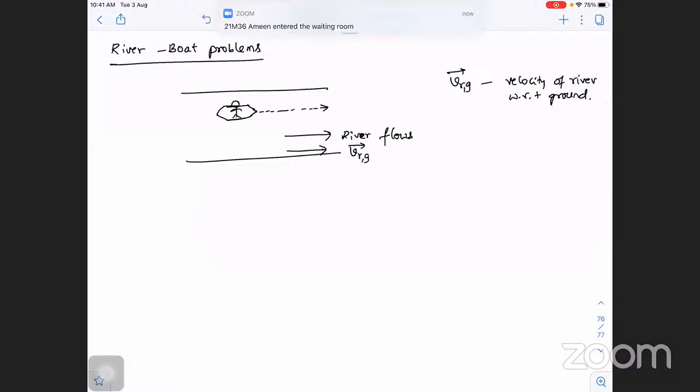How much did you get? Velocity of river minus velocity of person. What is the value? See, the boat is just there in the river. Nobody is driving the boat. Please listen to me carefully. Nobody is driving the boat. The river is flowing. The boat also follows the river.